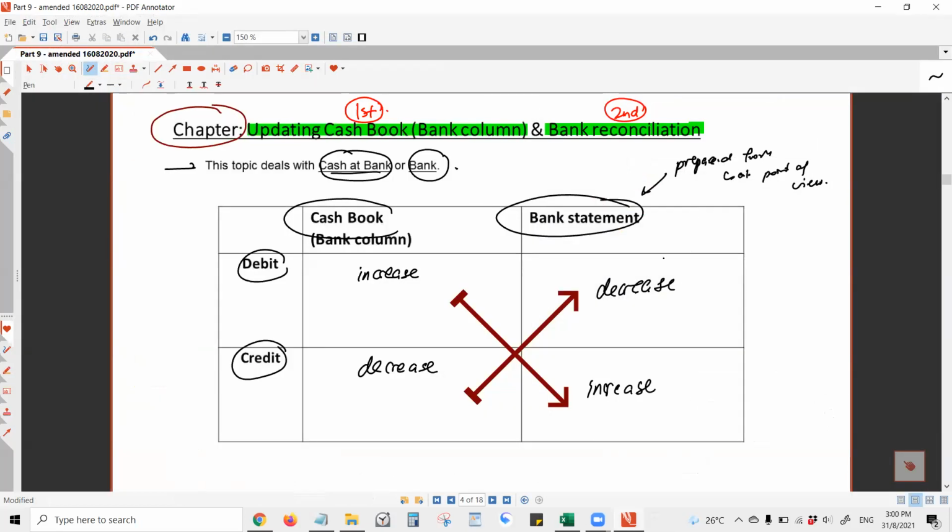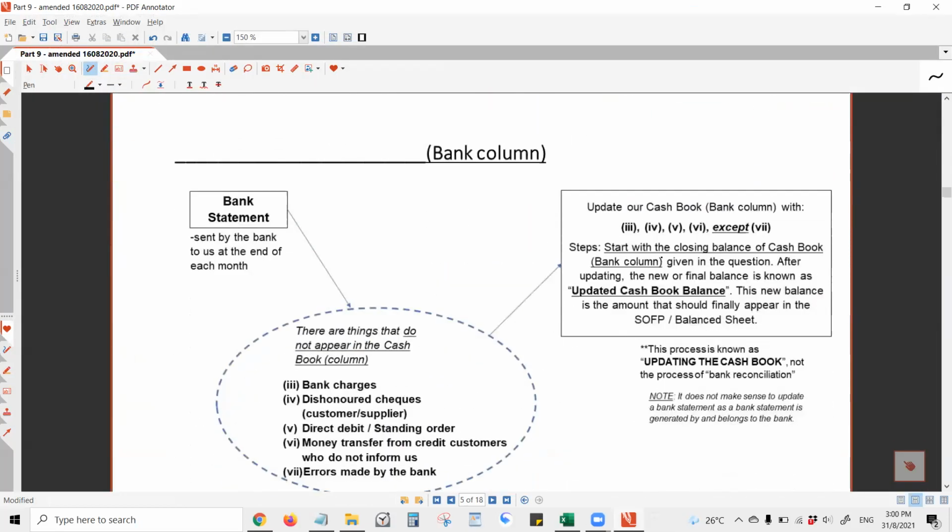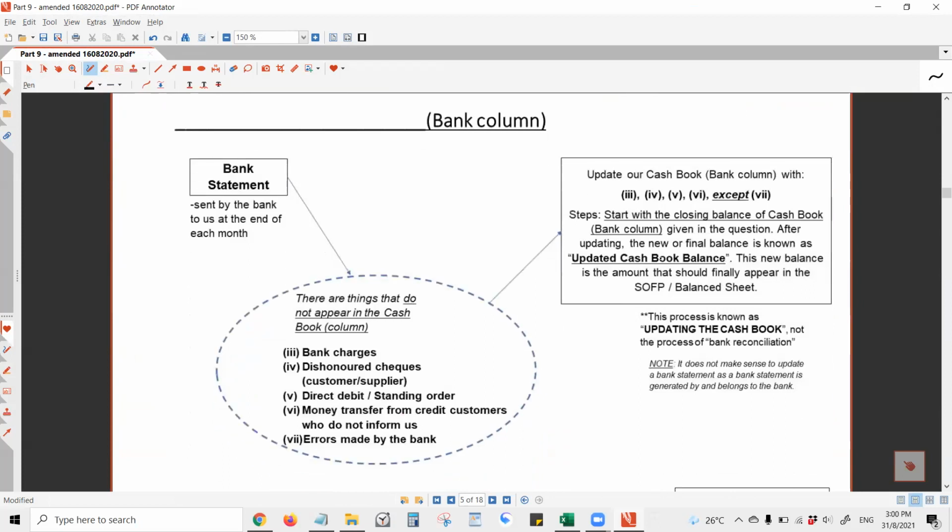Following this, we see how we carry out the process of updating the cash book. On this next page, you write: updating cash book bank column. Cash book bank column means we are focusing on just the bank account in the cash book, because the cash book contains two accounts, the cash account and the bank account. But here we are just looking at the bank account of the cash book.